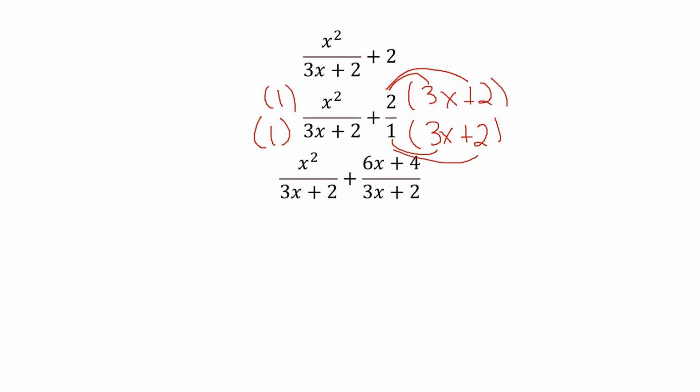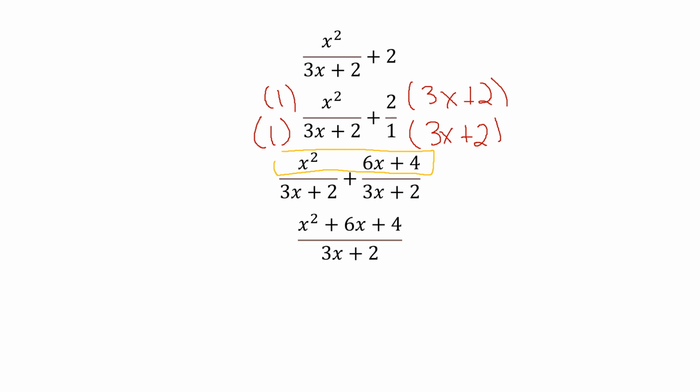So my fractions, let me erase these little lines. When I multiply that out, I end up with x squared plus 6x plus 4. And then I add my like terms. Now here's the thing. When I look at this right here, I don't have any like terms. X squared and x are not like terms. So I am going to leave it just like this.